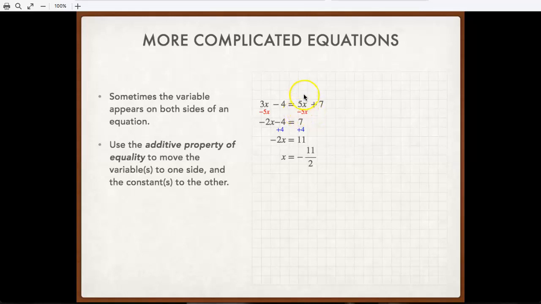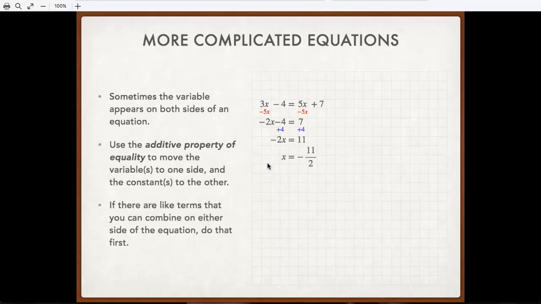So I'll need to get rid of this 5x over here on the right, so I subtract 5x. Using the additive property of equality, I have to do the same thing to the left side. I'll subtract 5x. This will give me negative 2x minus 4 on the left equals 7 on the right. I now need to get my constants, the things that are not variables, onto the opposite side from the variables. So to get rid of this negative 4 on the left, I'll add 4, and I'll add 4 on the right to keep it balanced. Then I end up with negative 2x equals 11. I divide both sides by negative 2, and I get x equals negative 11 over 2.